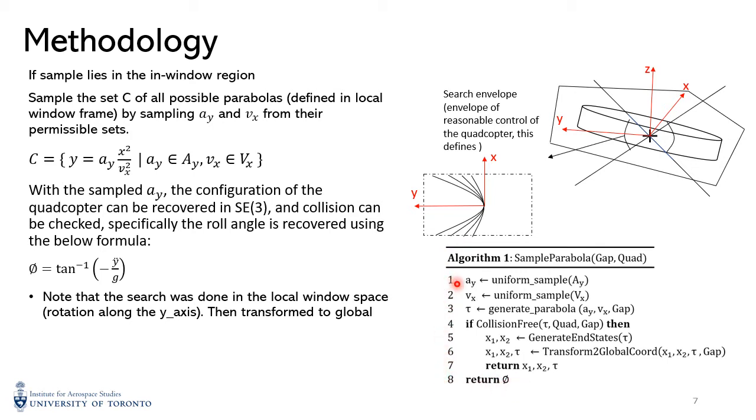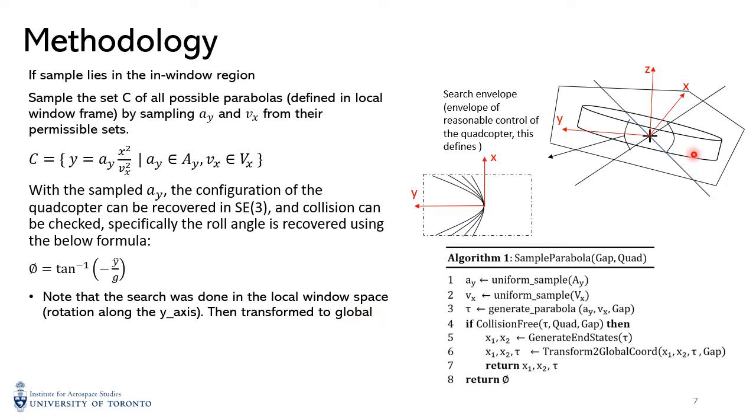So step one is to sample the acceleration in the y direction and the velocity in the x direction. And they are sampled from two permissible sets, which contain realistic values for accelerations and velocities. Then the motion profile is generated using this formula, and then it's checked for collision. If there is no collision, then two nodes at the ends of the parabola are generated, and these nodes are the ones used to connect to the rest of the RRT star graph.